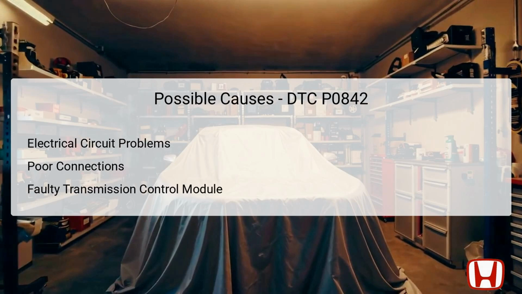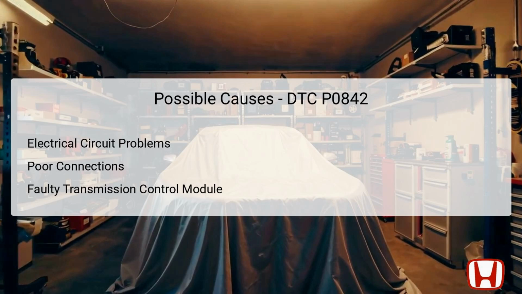The causes of the P0842 error code can generally be attributed to several electrical circuit issues. One of the primary reasons is that there may be a problem within the wiring harness, such as frayed wires, poor connections, or damaged insulation that could result in an incorrect voltage signal being transmitted to the TCM.